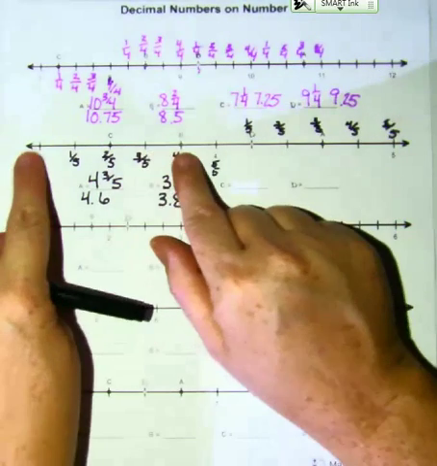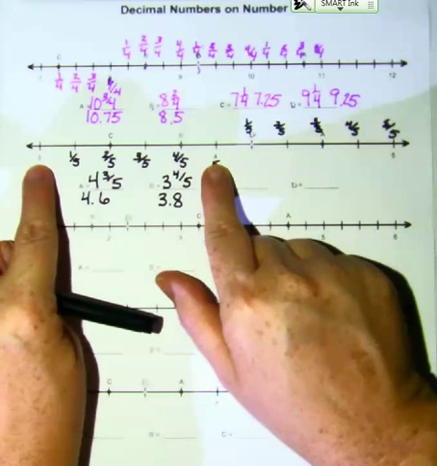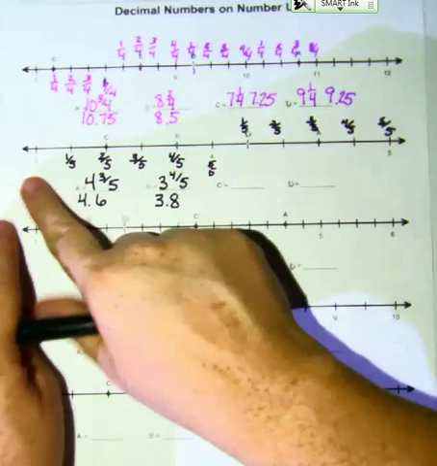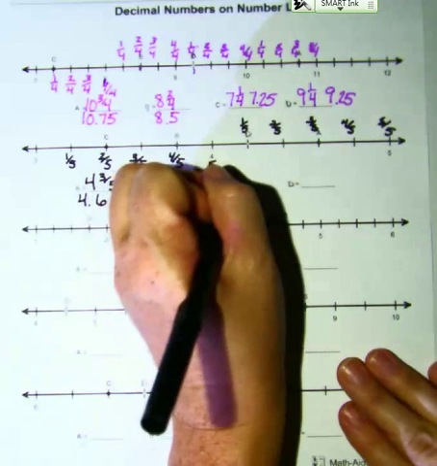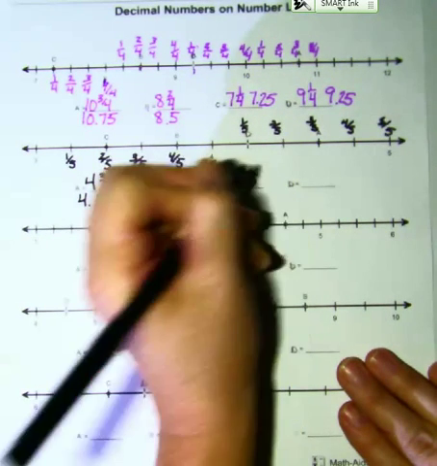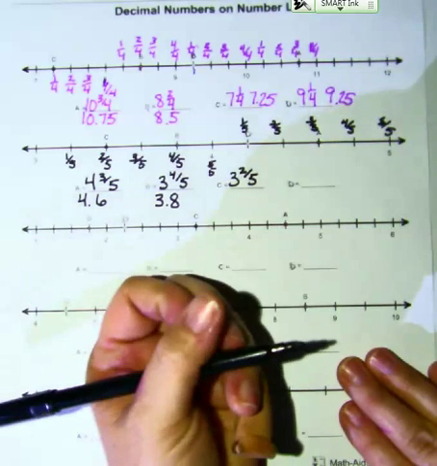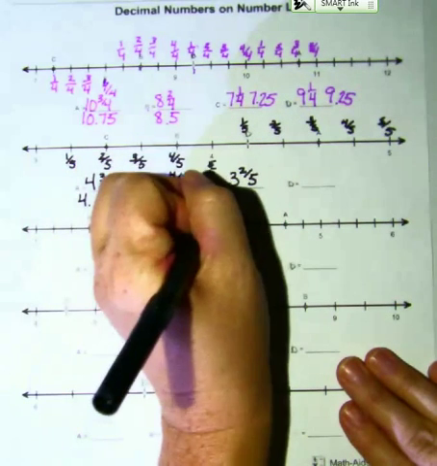C is located right here, between the 3 and the 4. Those are my whole numbers. So C starts with the 3, and you follow it over to the 2/5. So it's at 3 and 2/5. 2 divided by 5 in your calculator is 3.4, so 3.4.